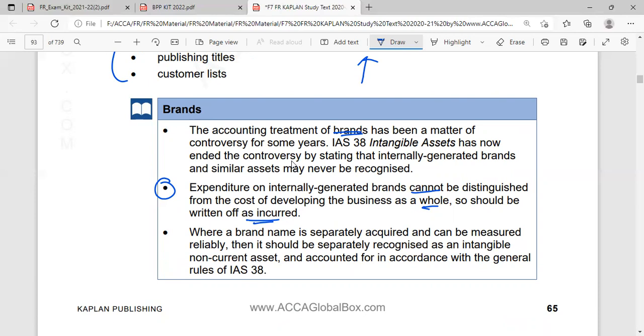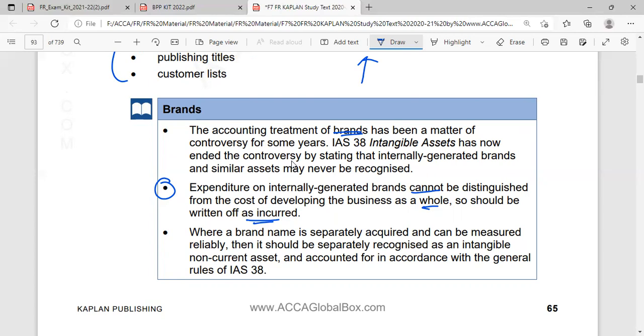If you are able to identify it separately, then create it as an intangible, no problem. But here, while creating the brand, we did not spend a separate amount for creating the brand; it was a part of the business process that was developed. So we cannot identify how much amount we spent on the generation of the brand. That's why we cannot create a separate brand asset, because it is an internally generated item. So we have to consider it as an expense and transfer it to P&L.